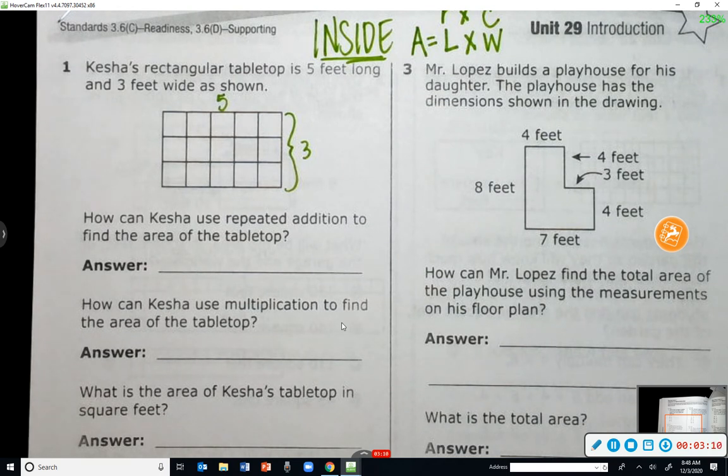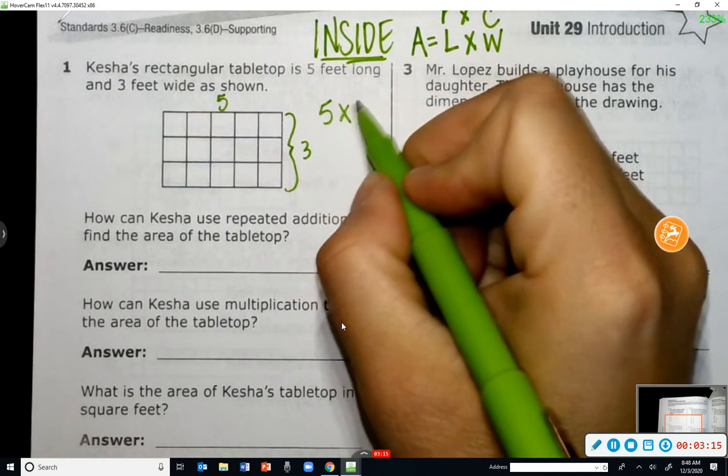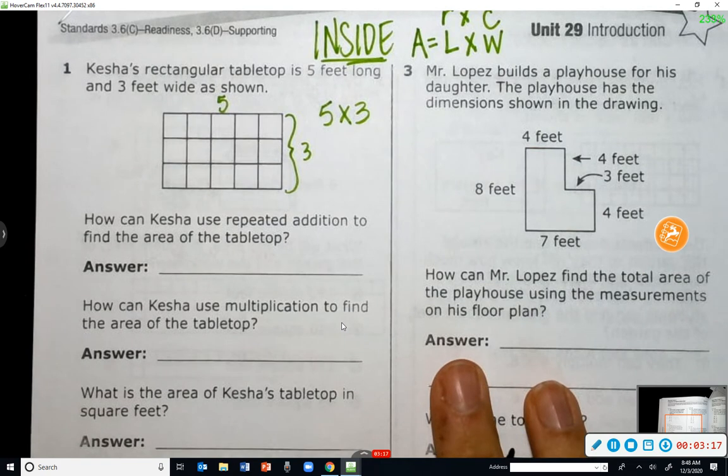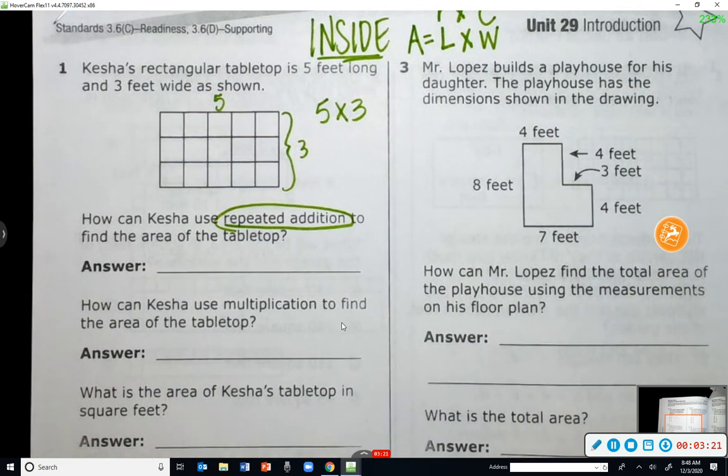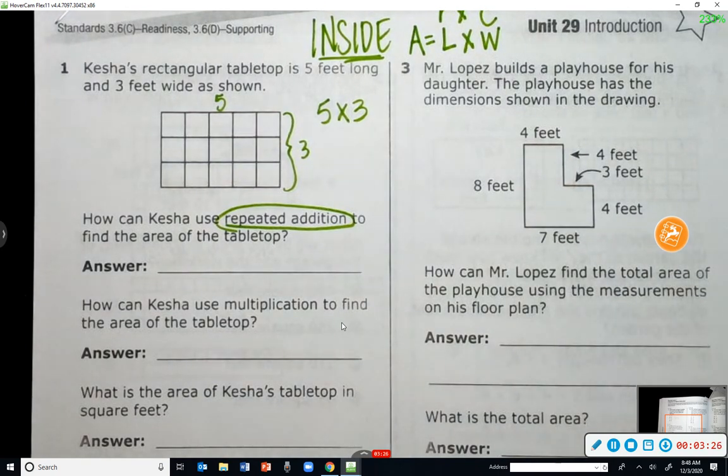Aaliyah? 5 times 3? Okay, but how would I do that as an addition problem? Remember, repeated addition. How would I do that? Brandon? 5 plus 3. No, guys, come on. I can tell we need to go back and review a lot of the strategies we've learned because we obviously cannot remember what we've learned. Gregory, what about you?